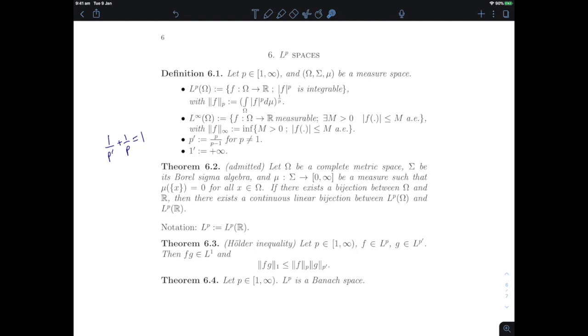So if you have a generic complete metric space as your omega, a Borel sigma algebra, and a non-atomic measure, then there has to exist a continuous linear bijection, assuming that you have the same cardinality. So if there exists a bijection between omega and R, then there exists a continuous linear bijection between LP of omega and LP of R. So we'll see that this will force LP of omega and LP of R to be isomorphic as Banach spaces.